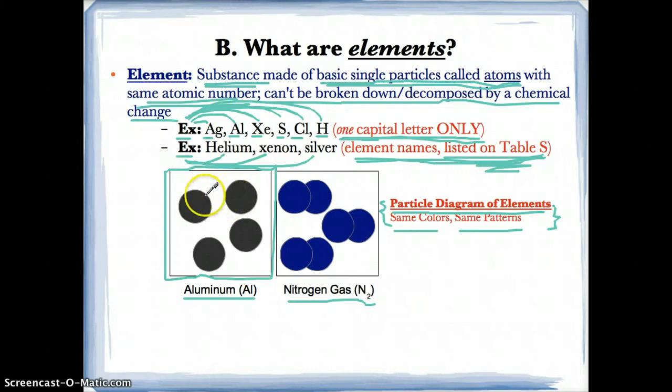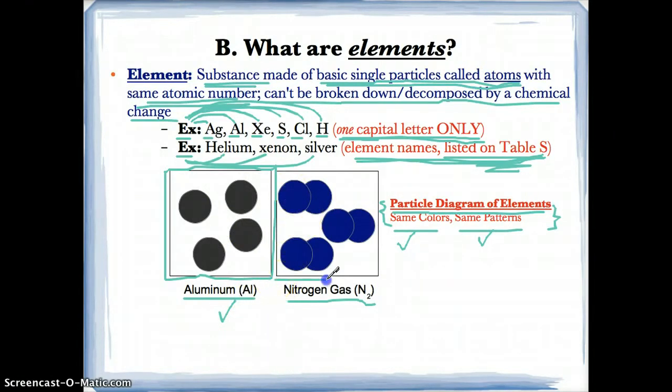What we'll notice here is that in terms of color, all four of these are gray spheres. So do we have the same color here? Yep, they're all gray spheres. Do we have the same pattern here? Meaning, does the appearance of whatever you have look the same? Well, we have one sphere each for the patterns. So, yep, we have the same pattern because each one is a gray sphere by itself. We have the same color, which is gray, and the same pattern, which is one gray sphere by itself. So we know aluminum, or Al, definitely is an element.